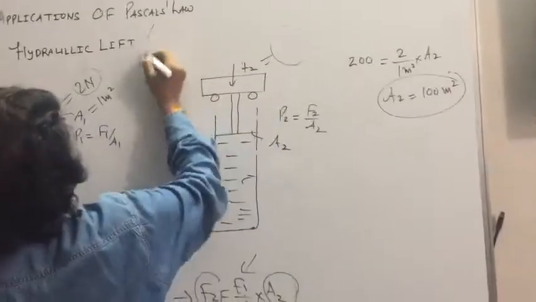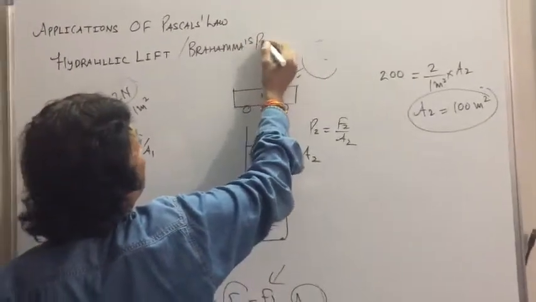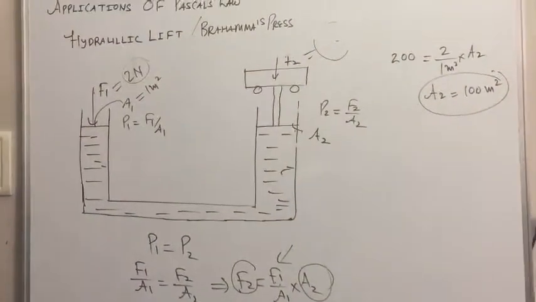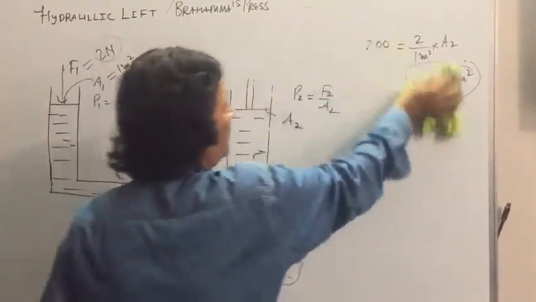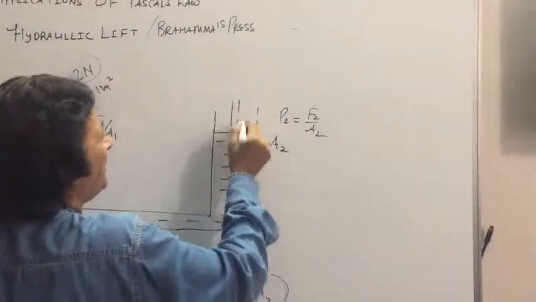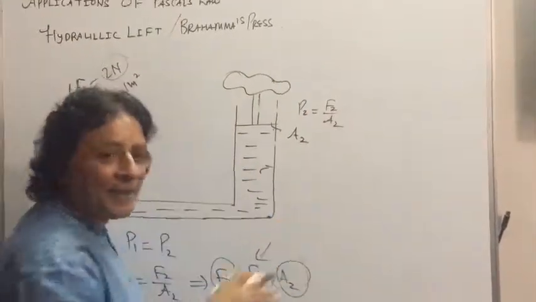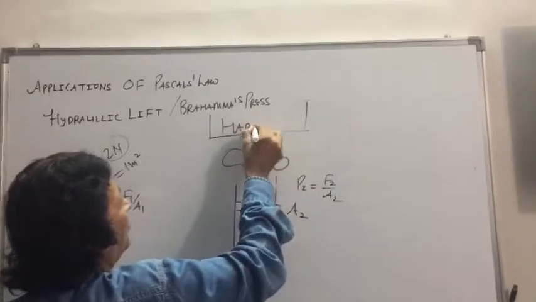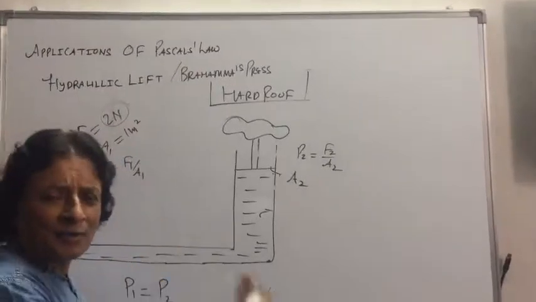Brahma press, B-R-A-H-A-M-M-A, Brahma's press. What is Brahma's press? Brahma's press is basically used to compress the metal lumps. You all know that metals are malleable and ductile. Suppose you have a big lump of metal and you want to make it as a sheet. What you do is you create a very hard roof. Students, it's a simple concept, so I am not giving an extra edge to it.